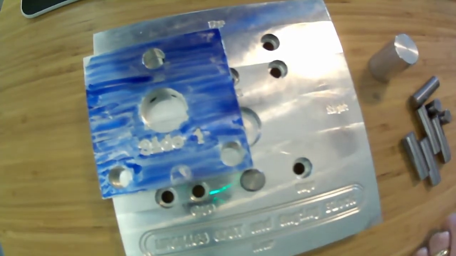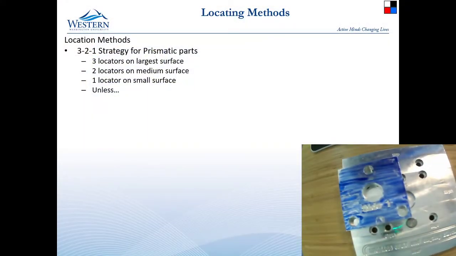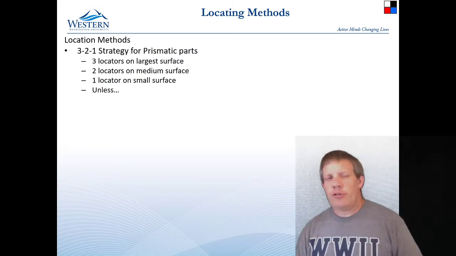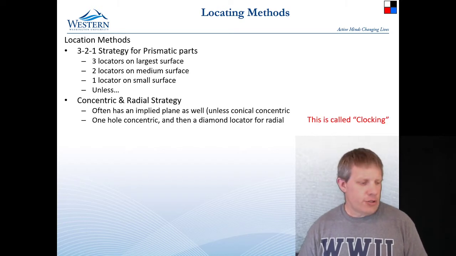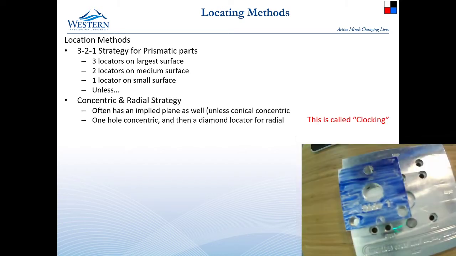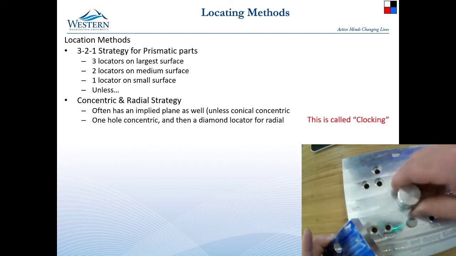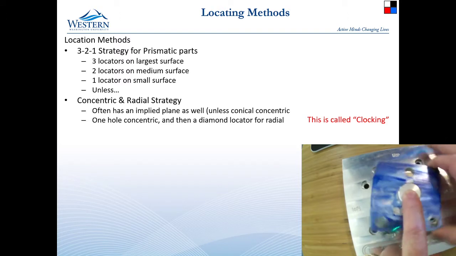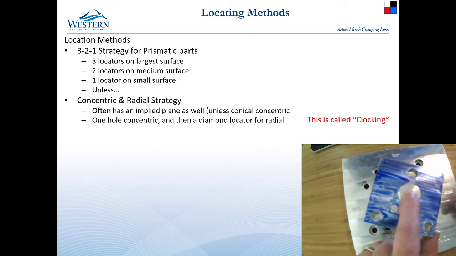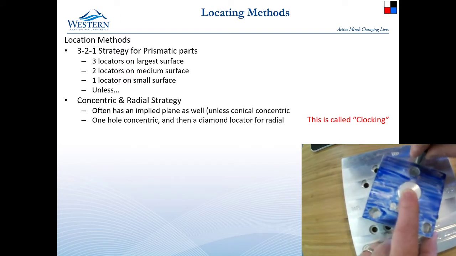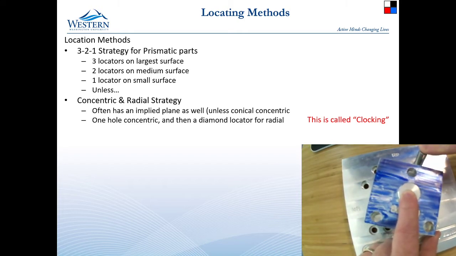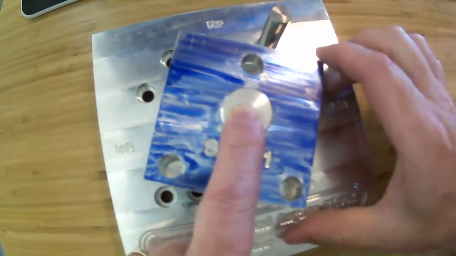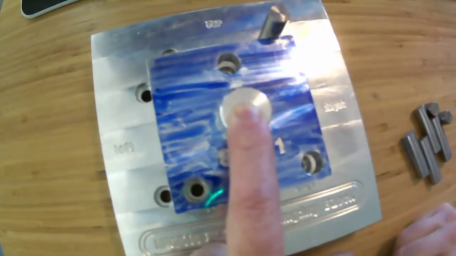All right, let's go back and look at this. That would be a better view for right now. So we could do 3-2-1, or we could do the concentric and radial strategy. Let me show you one thing on that. If we had done this strategy, remember that we had this Z location left, or Z rotation left. If we put a pin right here, that's pretty hard to see. Let me go to the bigger shot. If we put the pin right here, then that would prevent that Z rotation.